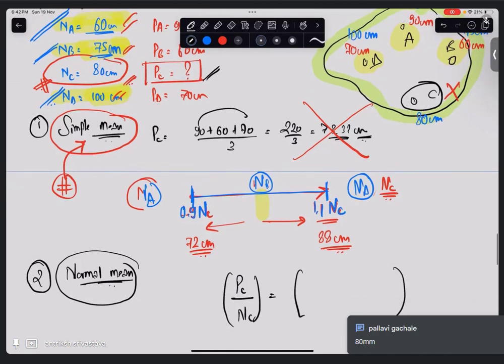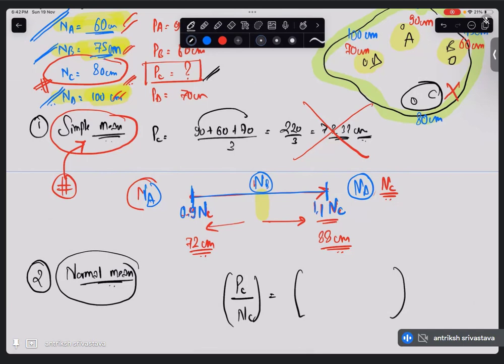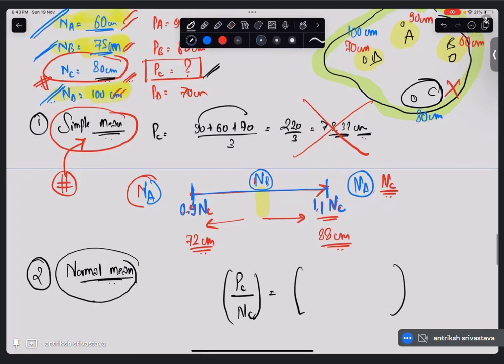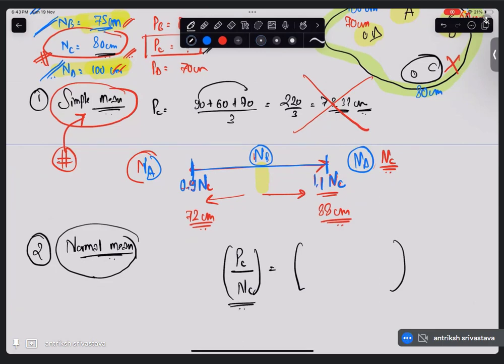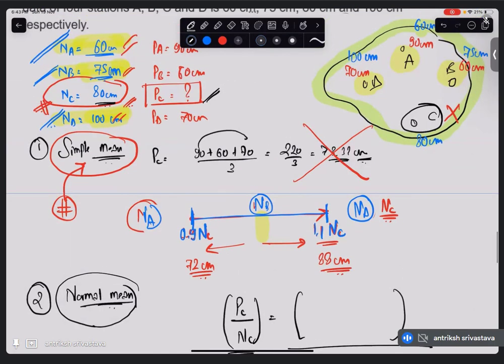So the normalized value for C: the normal average precipitation is 80 centimeters. Let me call the normalized value Y cap. It is the precipitation at that year divided by the annual average over so many years. This is your normalized precipitation at any particular station. The normalized precipitation at your station C is going to be the simple mean of the normalized precipitation of the different gauges. So we are not calculating the simple mean of precipitation here. We are calculating the simple mean of the normalized precipitation.